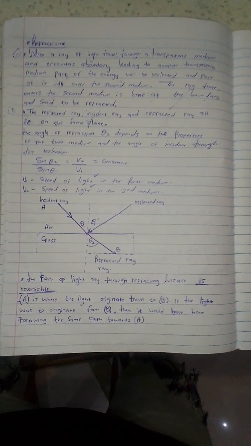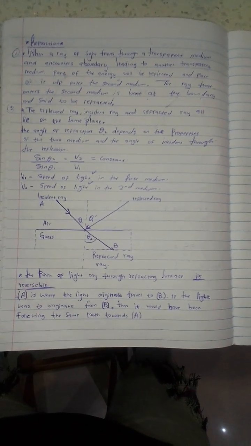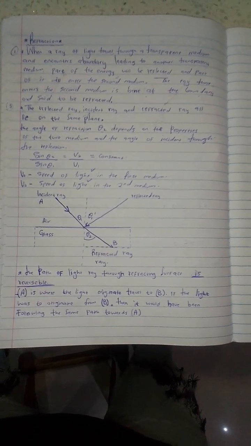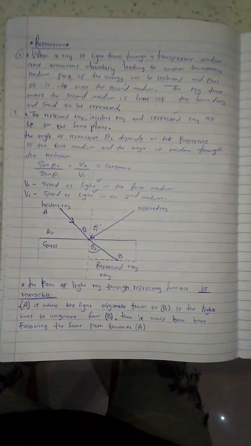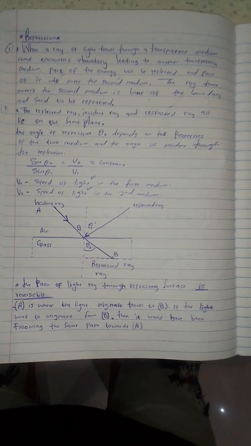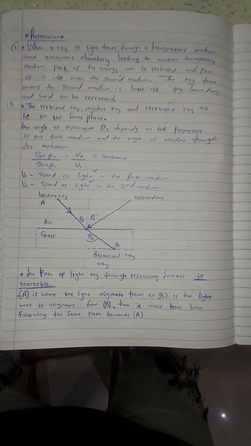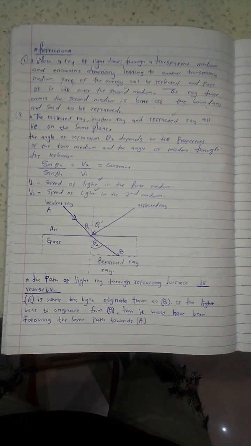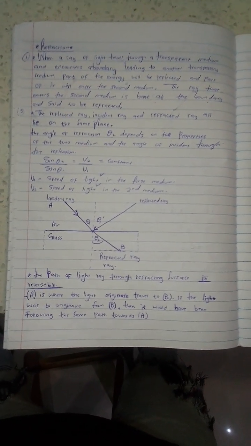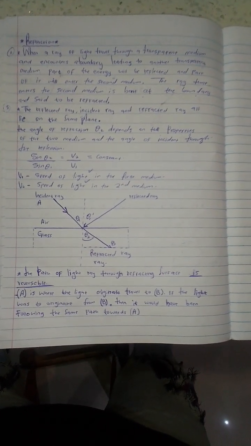This is the diagram which shows us Snell's law. We have the incident ray, the refracted ray, and the reflected ray. They are all on the same plane, and this is the representation of Snell's law. Before we continue, the path of a light ray through a refracting surface is reversible. Since it is reversible, the light can originate from A to B, and it can also originate from B to A. This is vice versa.